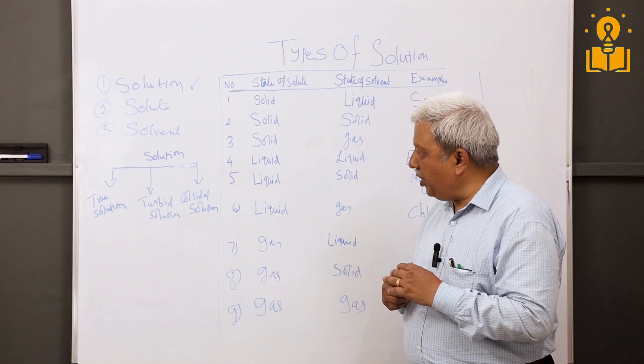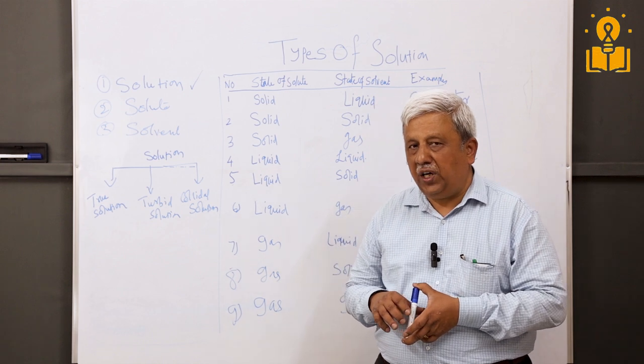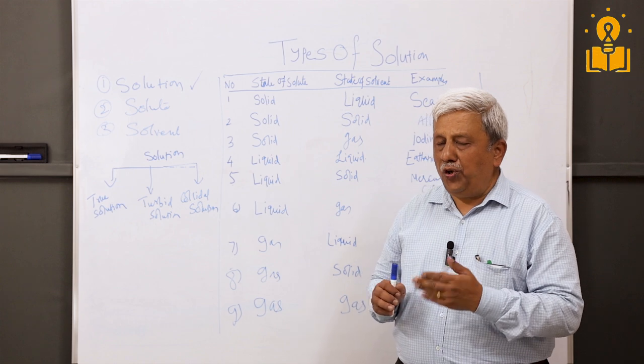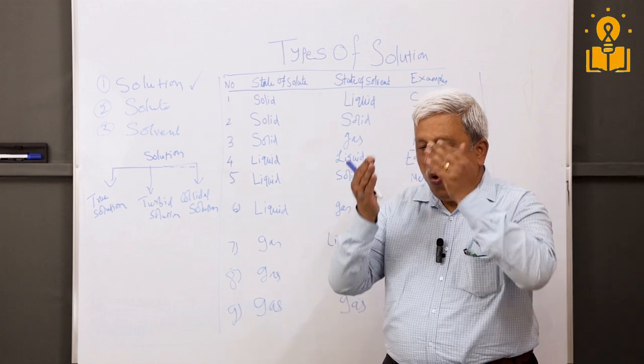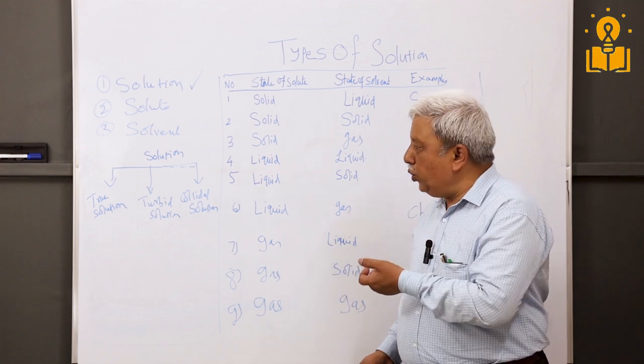So how do we define a true solution? It is a homogeneous mixture of the solute and solvent. Now what do we mean by homogeneous? Homo means similar, genus means matter. When the whole matter exists as the same, then we call it a true solution.